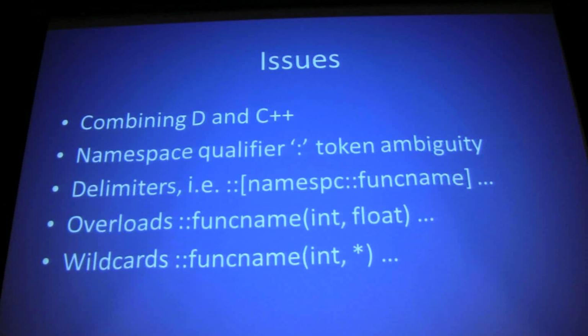The first thing you might think of when trying to mix C++ and the D language together is, well, namespace, colon, colon, that looks kind of like a probe definition. So the tricky part is to figure out how to deal with these ambiguities. For this particular case, one way I came up with to handle it is to use some delimiters like open, close brackets, or maybe even the vertical bar, the pipe symbol.